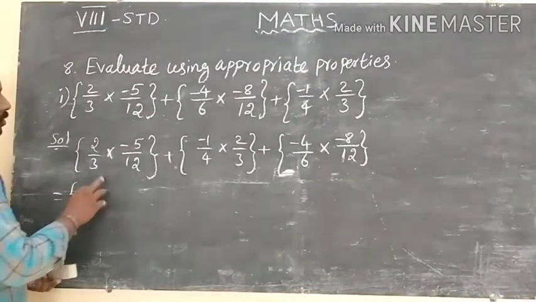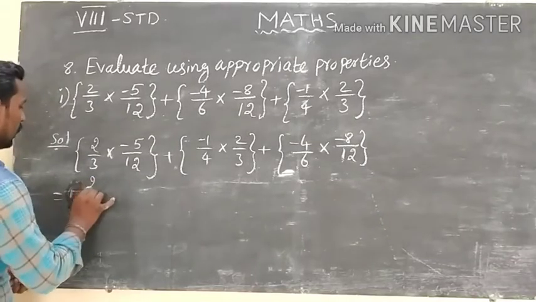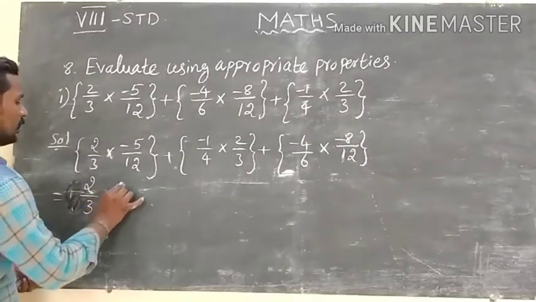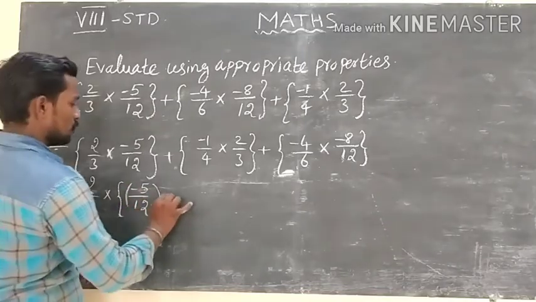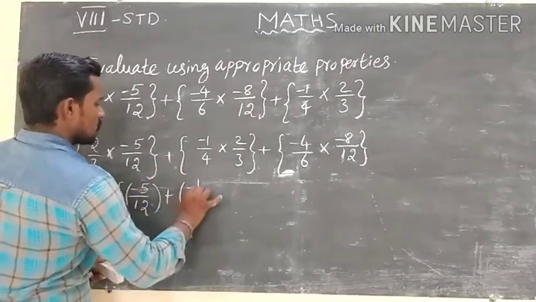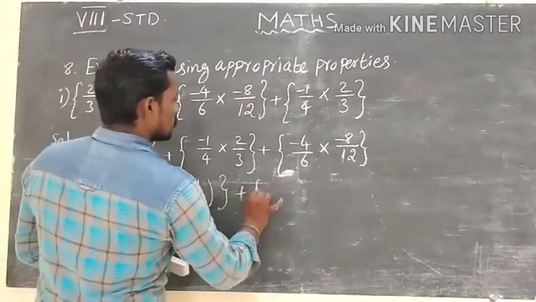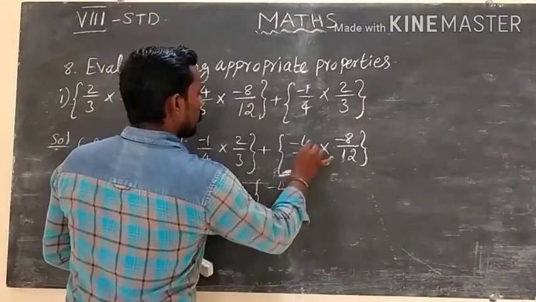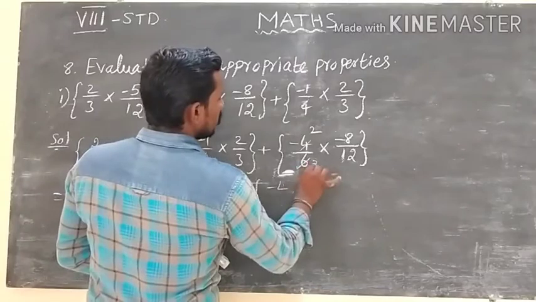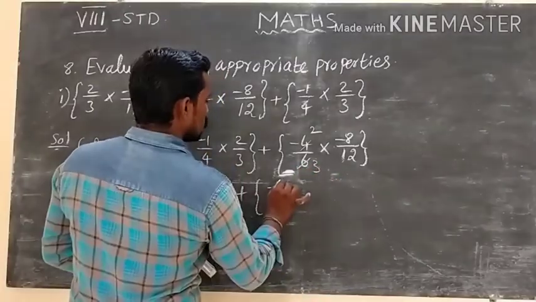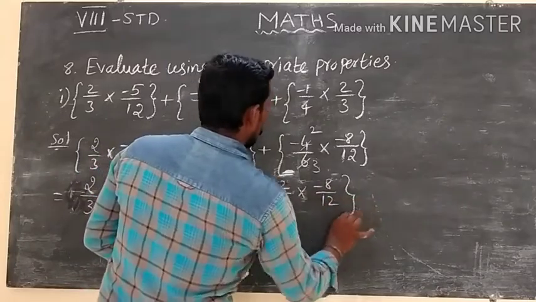Yeah. So 2 by 3 is common for both the terms. Taken outside, we get 2 by 3 into minus 5 by 12 plus minus 1 by 4, okay. Plus minus 4 by 6, 2 2s are 4, 3 2s are 6. Minus 2 by 3 into minus 8 by 12.